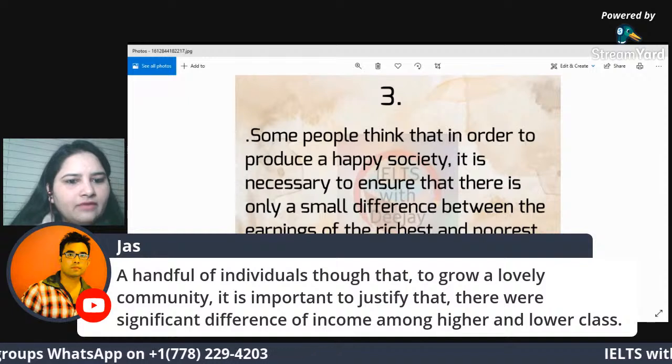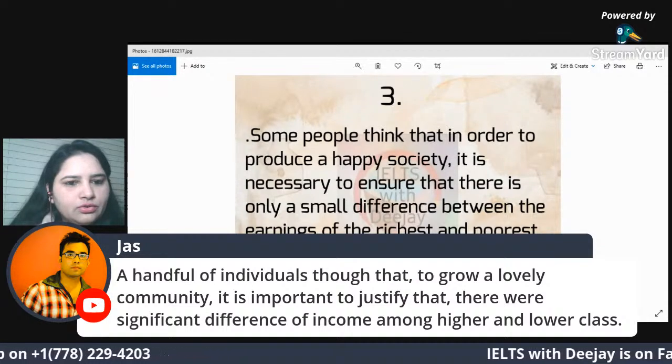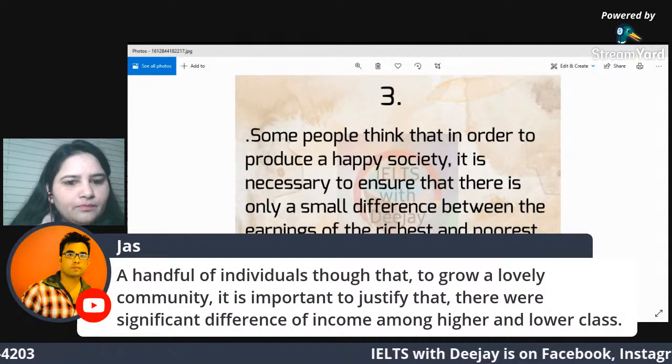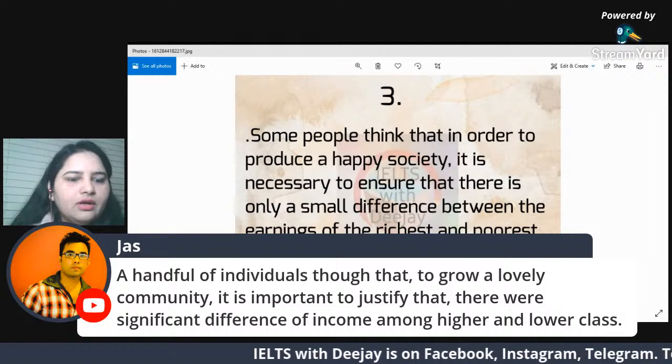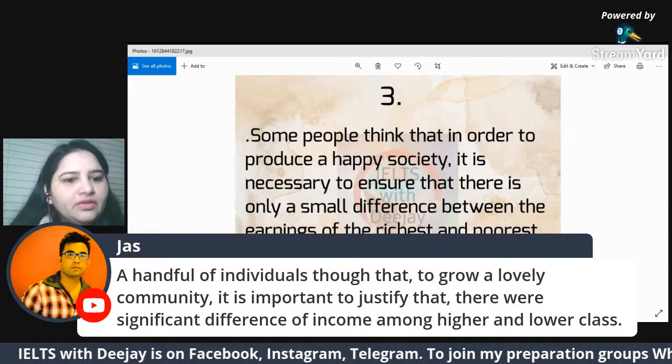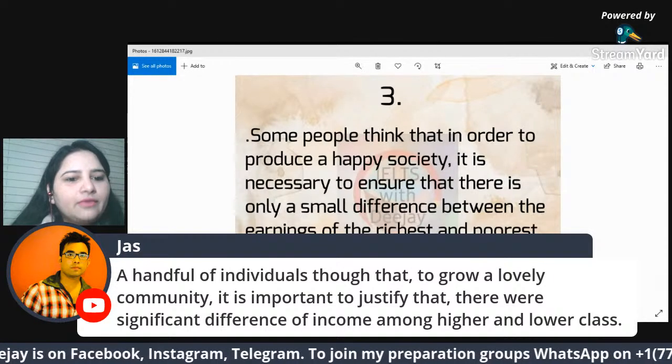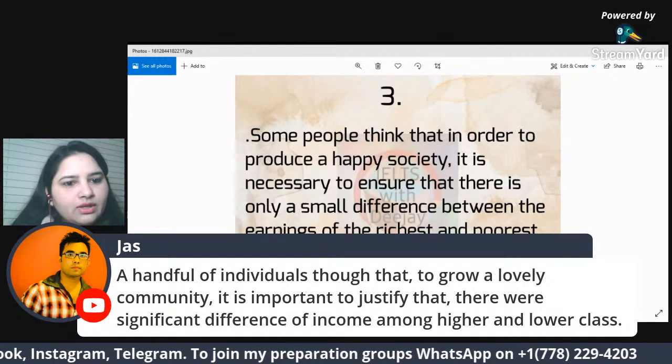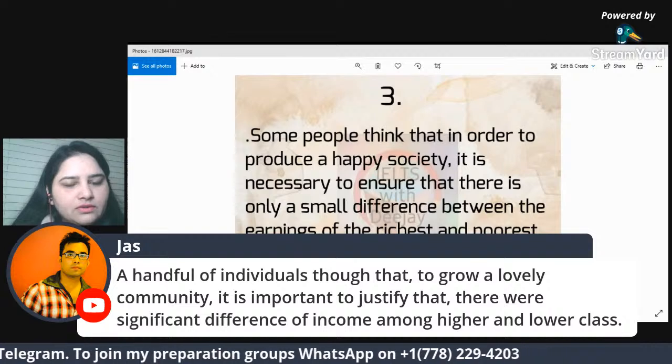Next: There's a handful of individuals thought. Thought that. This is no, are of the view. Because they are saying think. They are thinking this thing. This is in present. So it has to be in present. When they're saying think, it has to be in present.